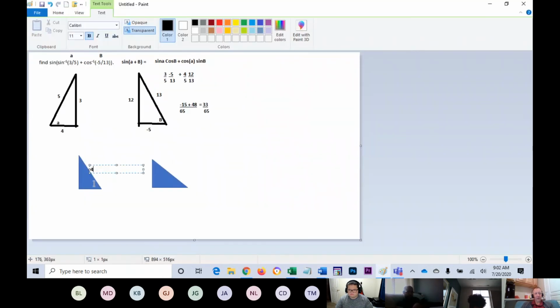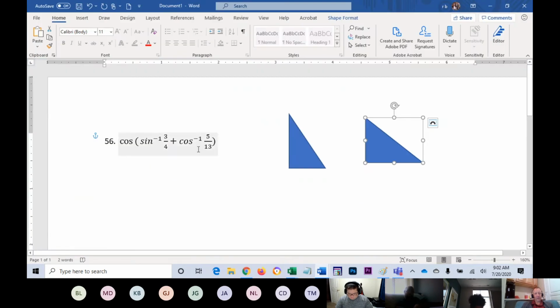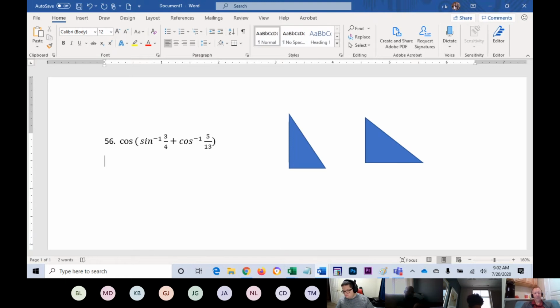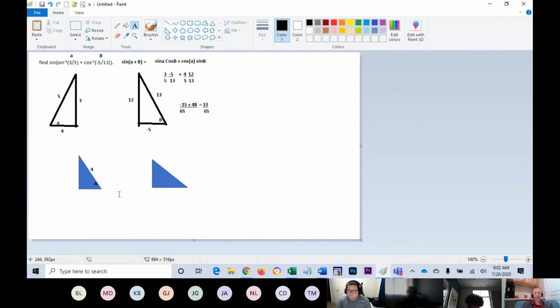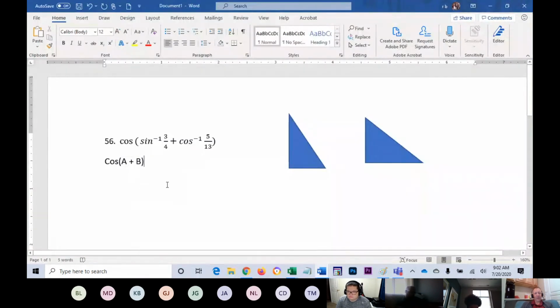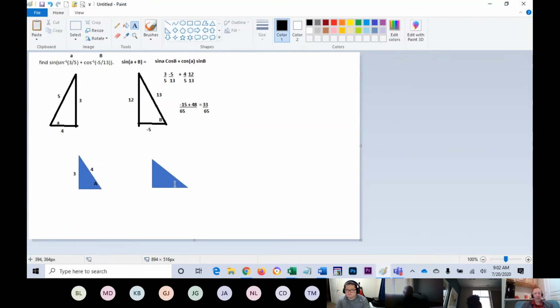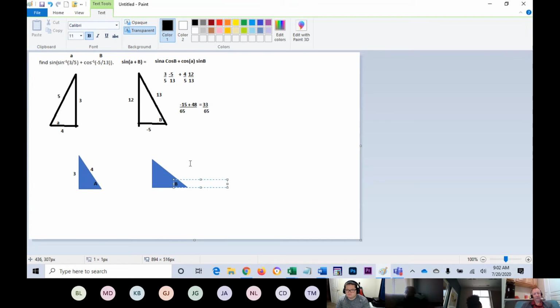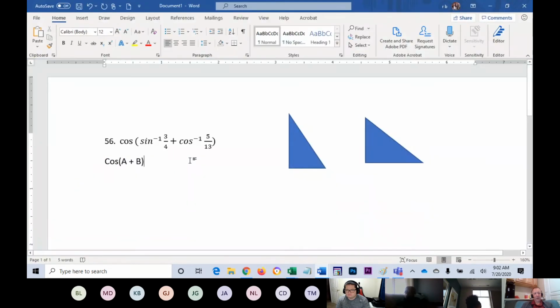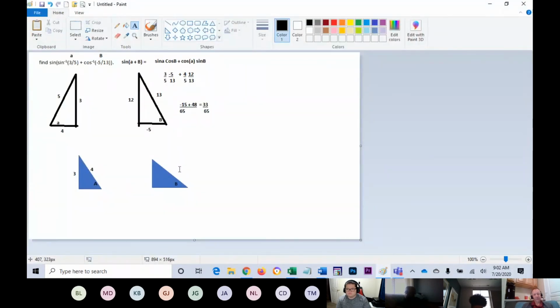Okay, and so if we call this angle alpha, right? Of this is the cosine of alpha plus beta, right? These are just two different angles. So if the sine of alpha, so this is going to be 3 over here, correct? And if we call this beta, then I've got a 5 and a 13. What goes where on this one here? 13 would be the hypotenuse. Okay.